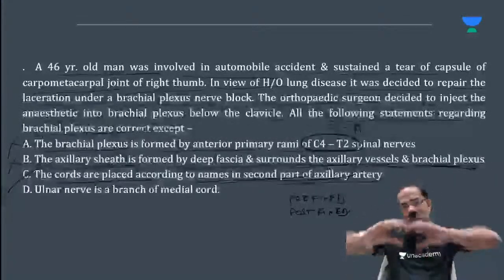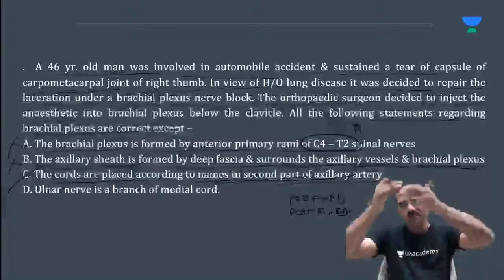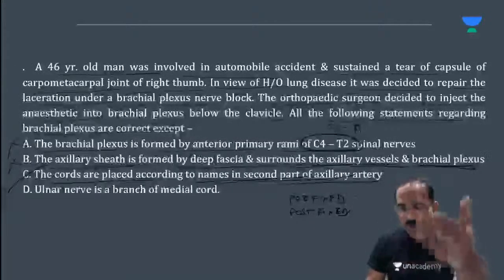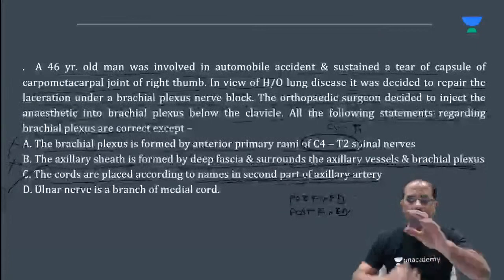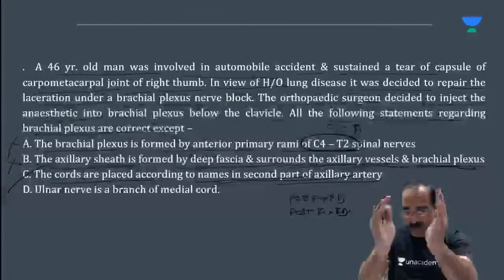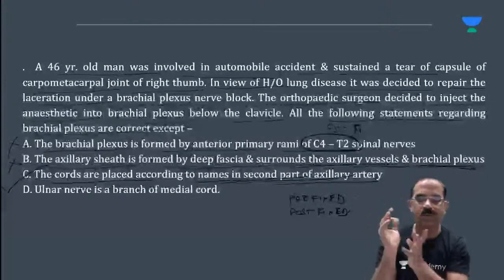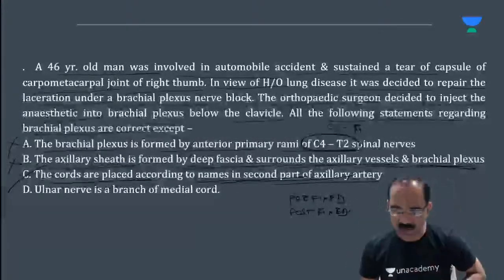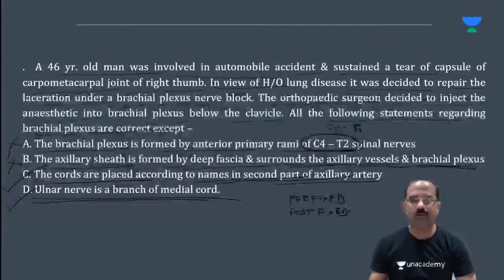This means the cord which is lateral in the second part is the lateral cord. The cord which is medial in the second part is the medial cord, and the cord behind the axillary artery in the second part is the posterior cord. So the cords are placed according to their names only in the second part. In the first part the cords are just randomly placed, not according to the names.